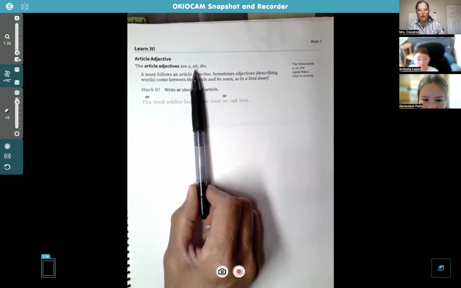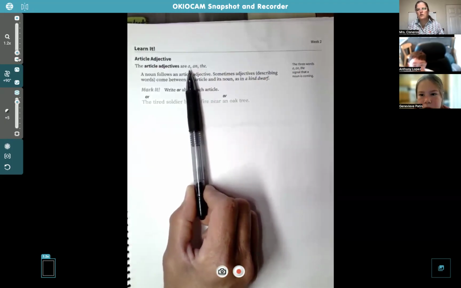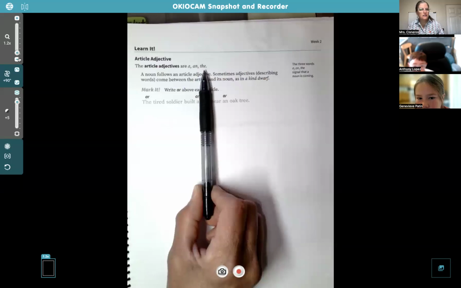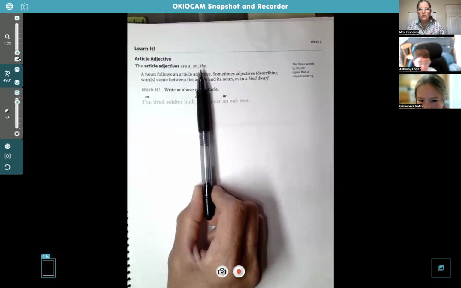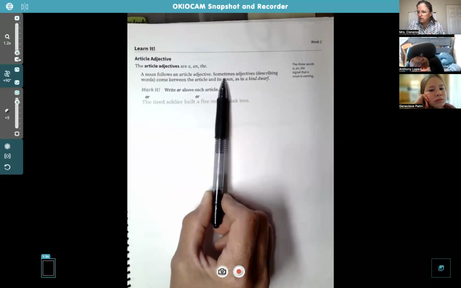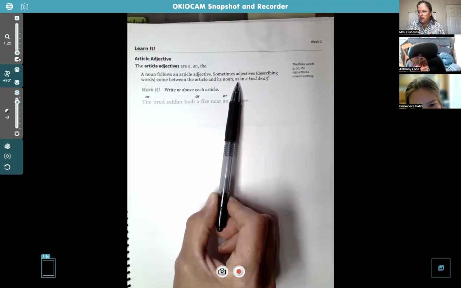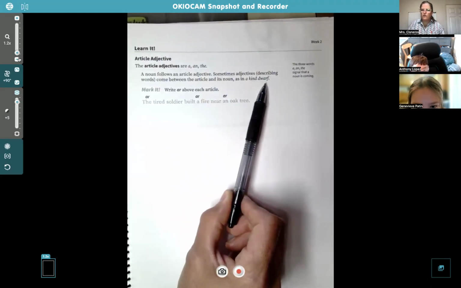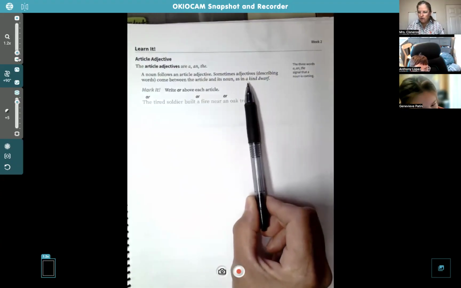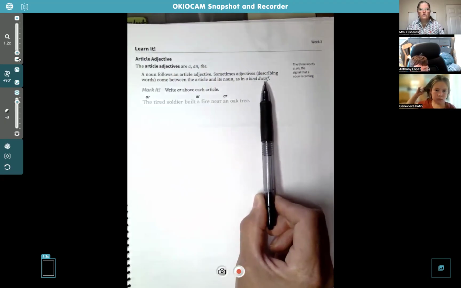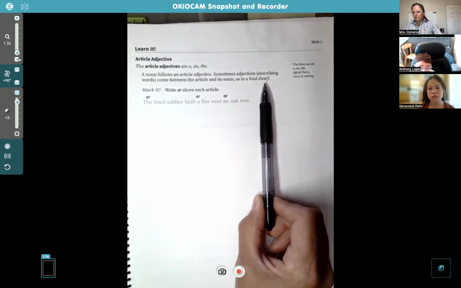I could say an apple. An would be the article, and then apple is the noun. So this is a clue. When you see the words a or an or the, it's a clue that a noun is coming. Just remember that. That's a big clue. And now you're going to start marking these in this book. It says a noun follows an article adjective. Sometimes adjectives, describing words, come before the noun, in between the article and its noun, as in a kind dwarf. There's your example. A is the article, kind is the adjective, dwarf is the noun because it's a little person.